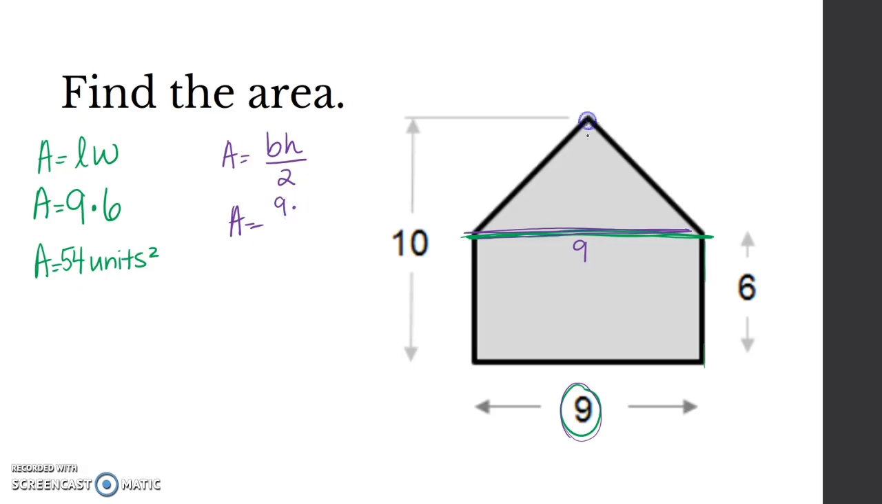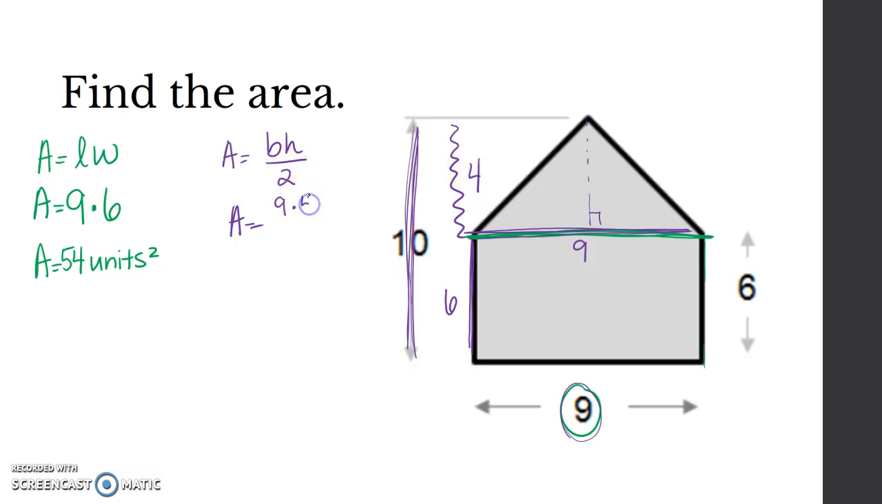Now we have to figure out how tall this triangle is. We're given a really big piece of information, this 10 right here, this 10 units. That's from the base of the shape all the way to the tippy top of that point, which is 10 units long. But we know that just the side length of the rectangle is 6 units long. So if the whole length has to be 10, and we've already been given that this side length is 6, the missing length is 4 units.